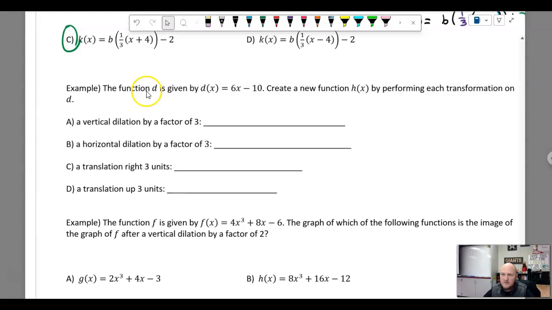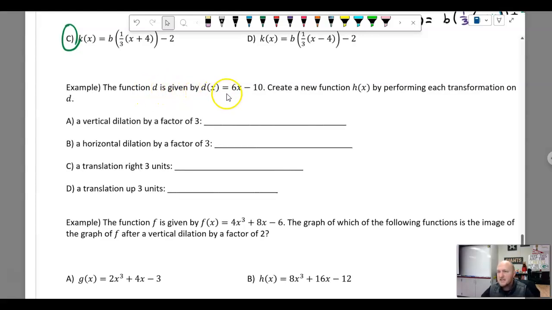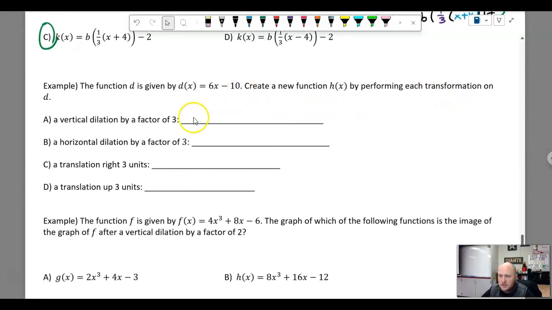Example, they say here the function d is given by d of x equals 6x minus 10. Create a new function h of x by performing each transformation on d. So they say a vertical dilation by a factor of 3. Okay, so h is going to be equal to 3 times d of x. So what is d of x? Well, d of x is 6x minus 10. And so we get 18x minus 30.